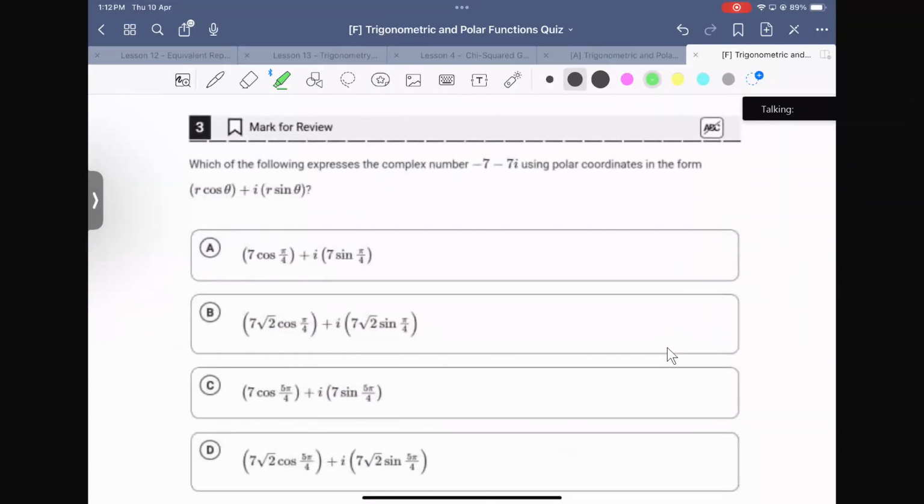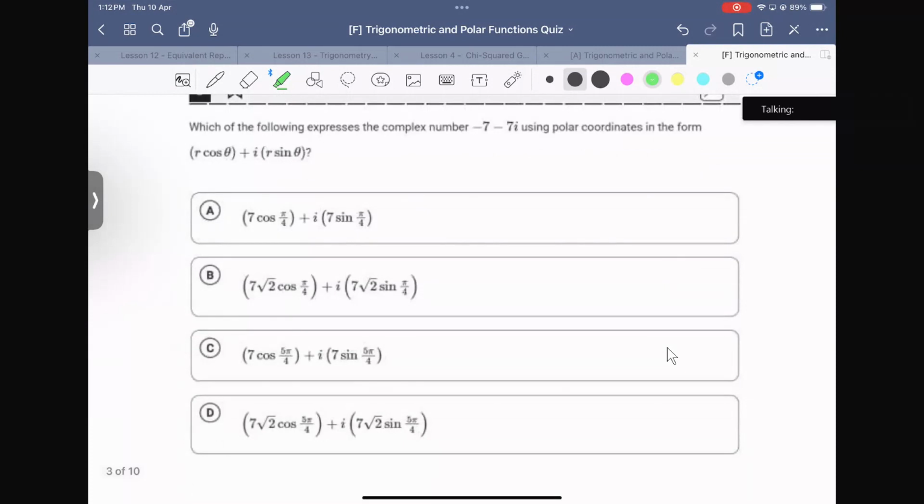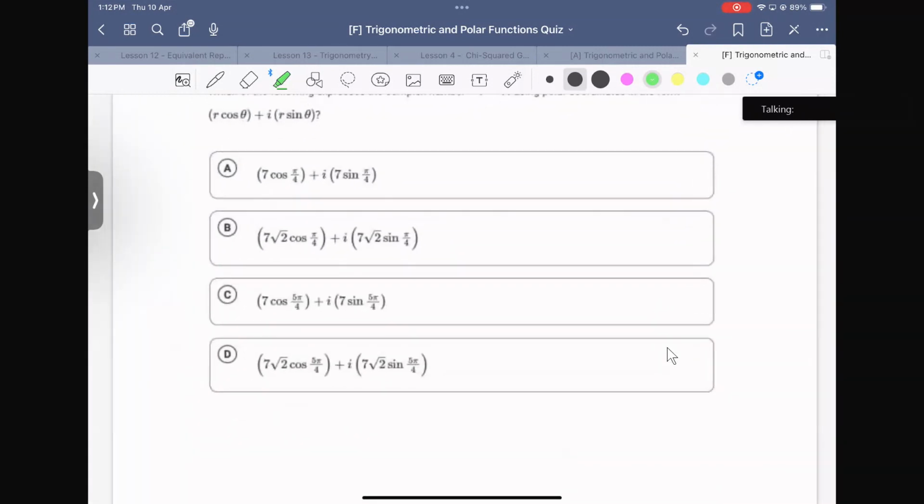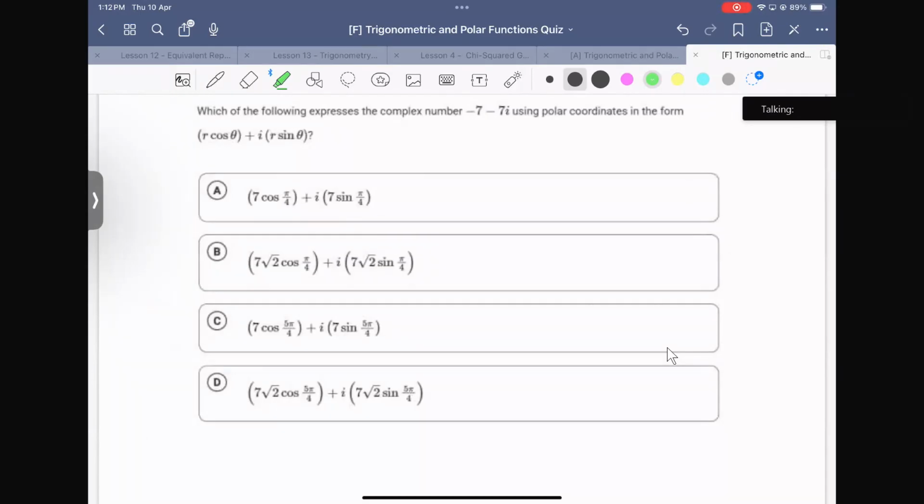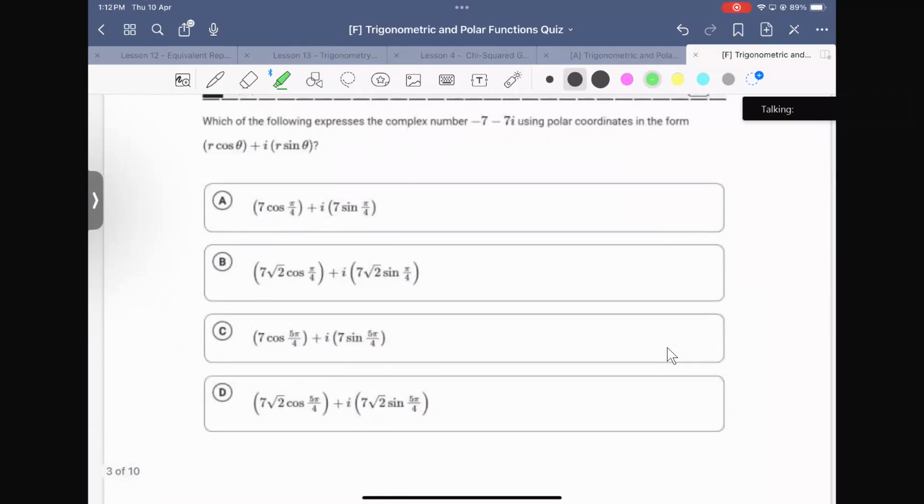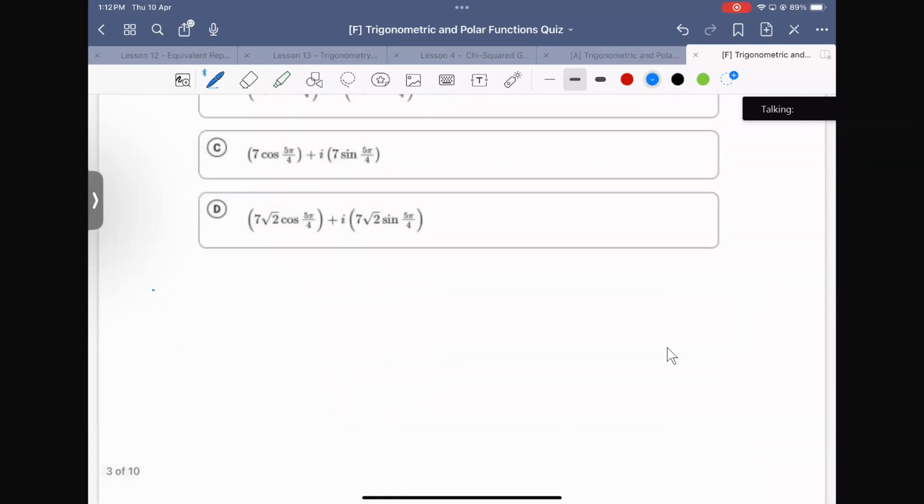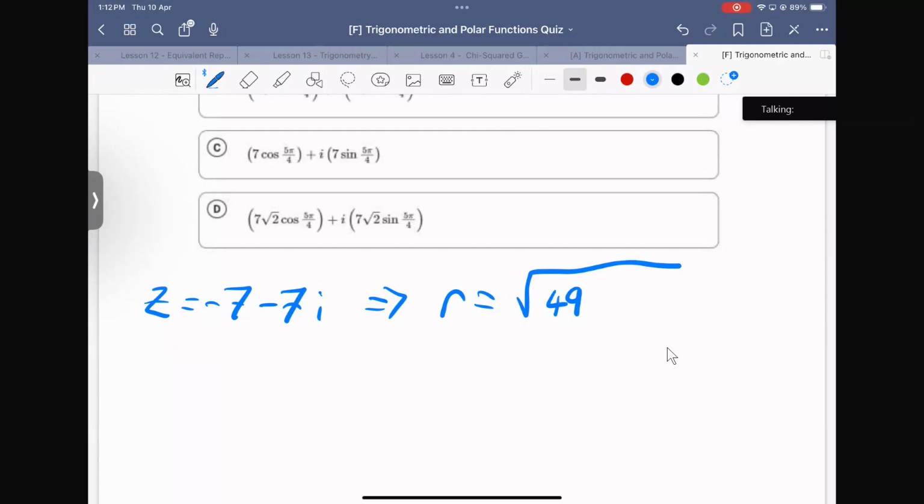Which of the following express the complex number? Okay, so this one looks pretty easy. We need to convert this number into polar form. So we've got -7 minus 7i. So our complex number is -7 minus 7i. This implies that r is equal to the square root of 49 plus 49, which is equal to 7 root 2.